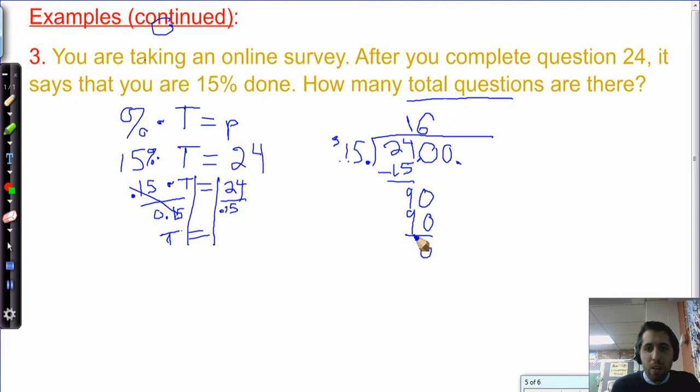Subtract, we get 0. Now the important thing here is we realize that this decimal is one place value over, so we actually need to bring down this last 0 and say we don't have to go into 0 any times. So the answer in this case is 160. You could also tell that 16 doesn't make sense, because if you're on question 24, and you're only 15% of the way done, then there probably aren't 16 questions, less than you've already done. So this is 160 questions.